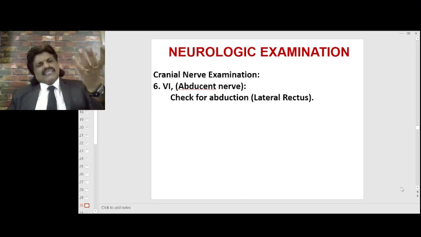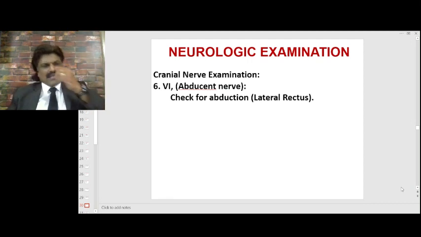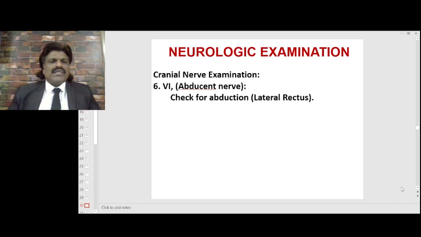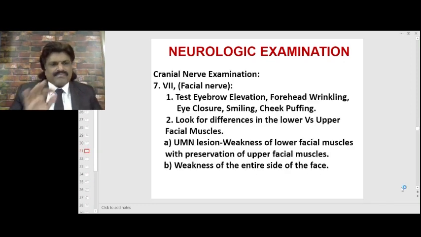It is because of the raised ICT, the pressure is transmitted and the sixth nerve is impinged upon the clivus. So sixth nerve involvement is very common in persons with raised intracranial tension. Sixth nerve is not affected per se though, and it is a false localizing neurological sign.